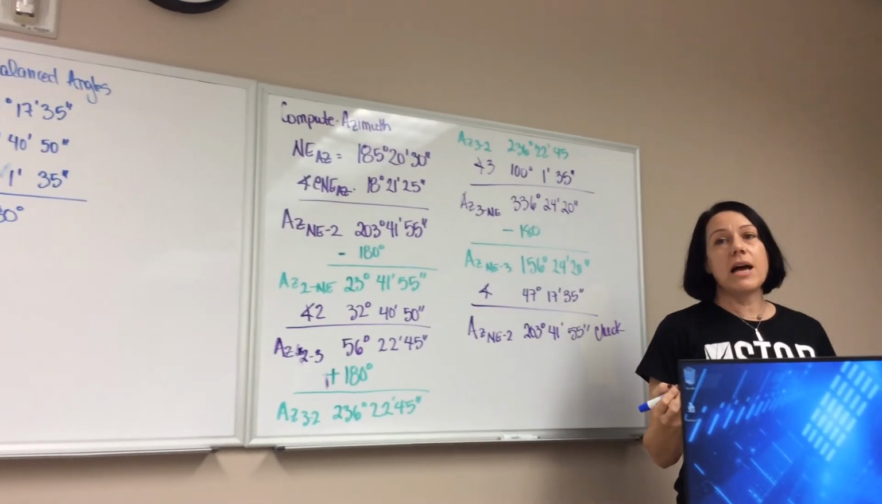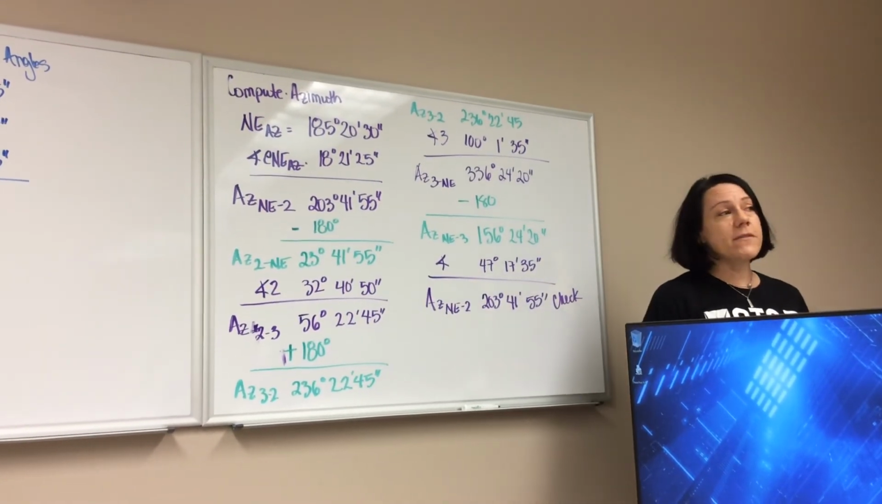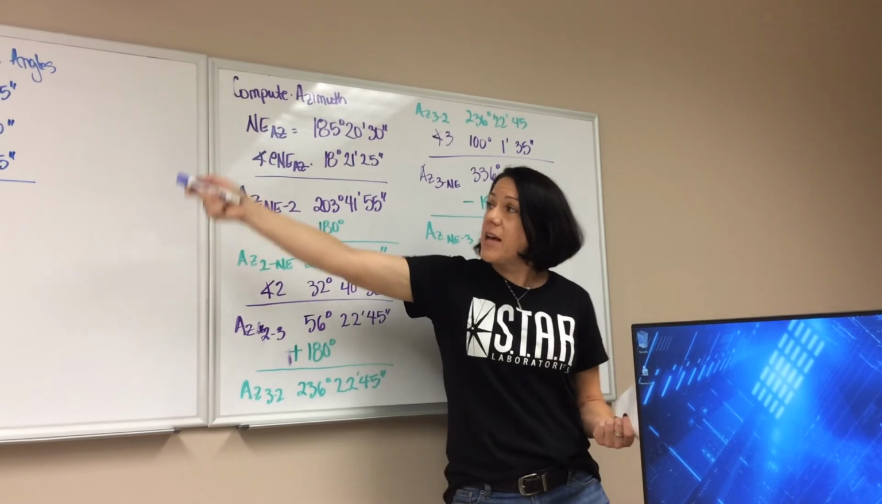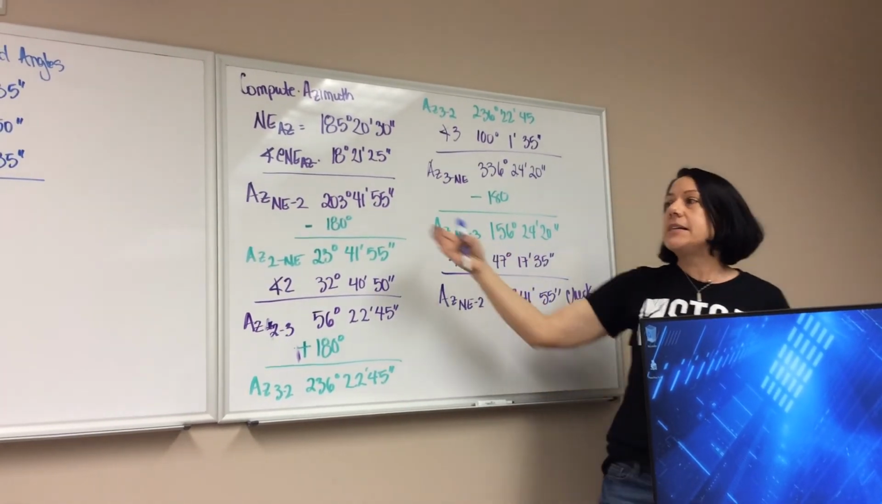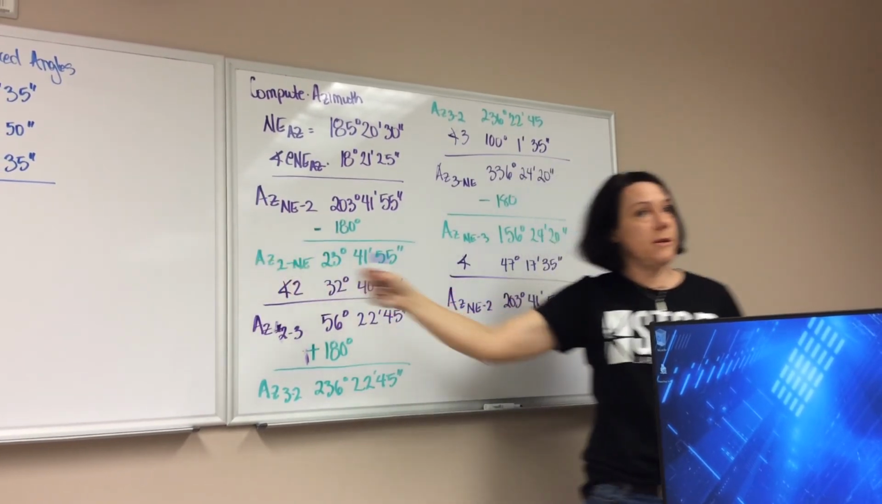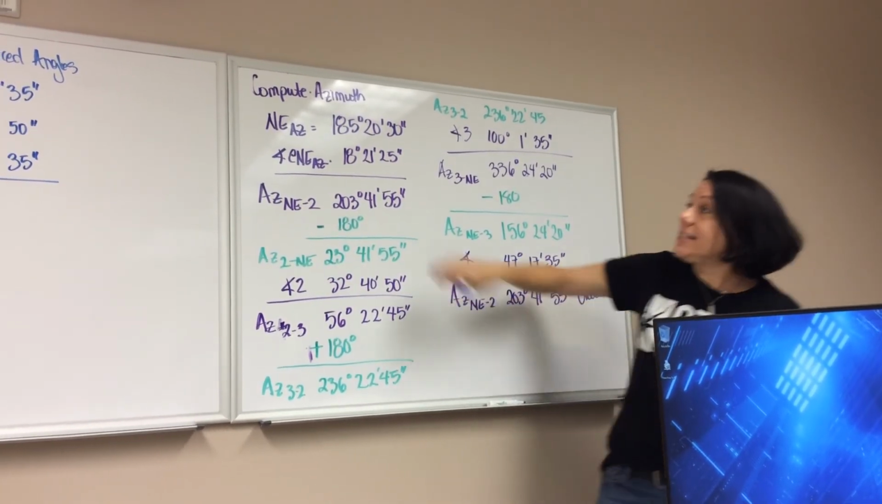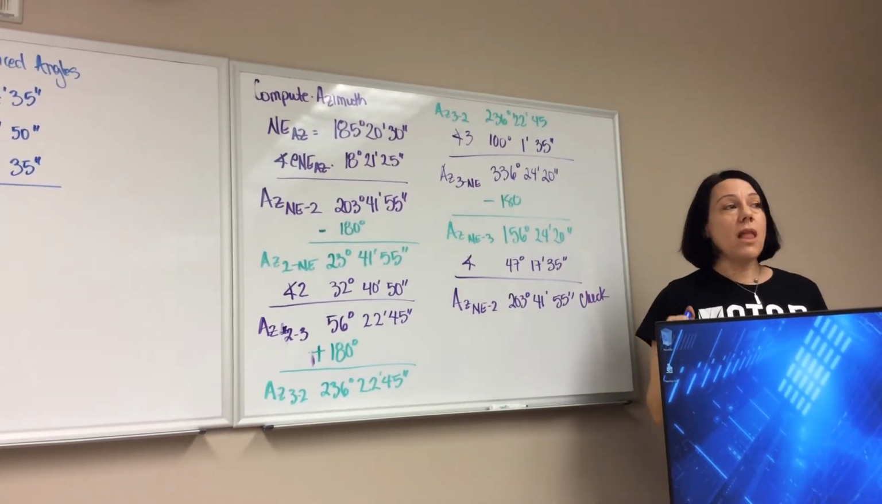I've done them before where I made some type of mistake on my balanced angles. The first time I ever did this, I didn't use balanced angles. I used my original, and I was like, why is this not working? It's because I didn't force it to be 180 degrees. I didn't force it to close, all right? So that is step 3 and 4. So I've computed my azimuths for all those lines.